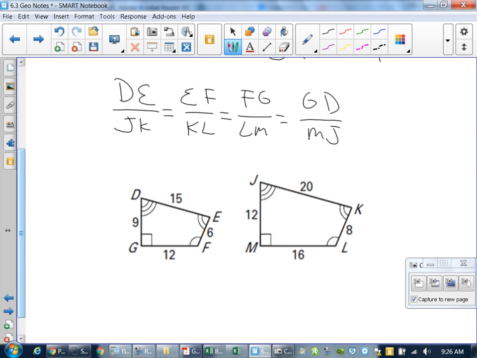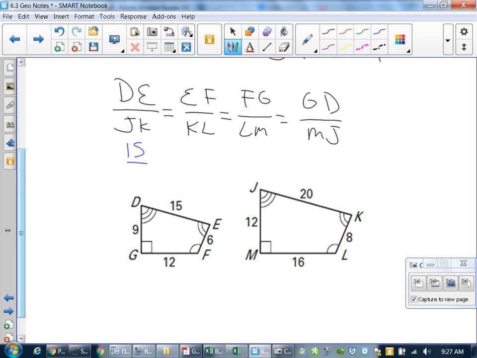Gee, what do you think you have to do next? That's it. All you do now is put the numbers in to check and see if each one of those individual 4 fractions simplifies to the exact same fraction. If it does, then the 2 figures are in fact similar. If it doesn't, they're not similar. So you write it out. DE is how much?